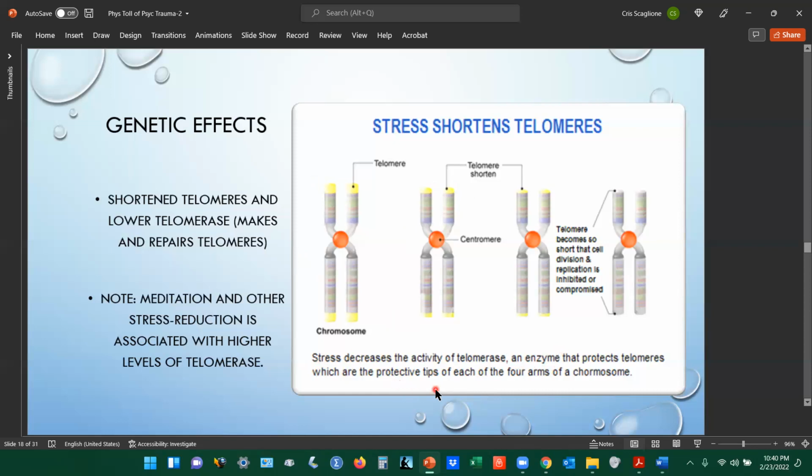One of the problems with miscopying our chromosomes is cancer and other disease processes of the body. So we do know that stress decreases the activity of telomerase, an enzyme that protects and actually helps the health of the telomeres.